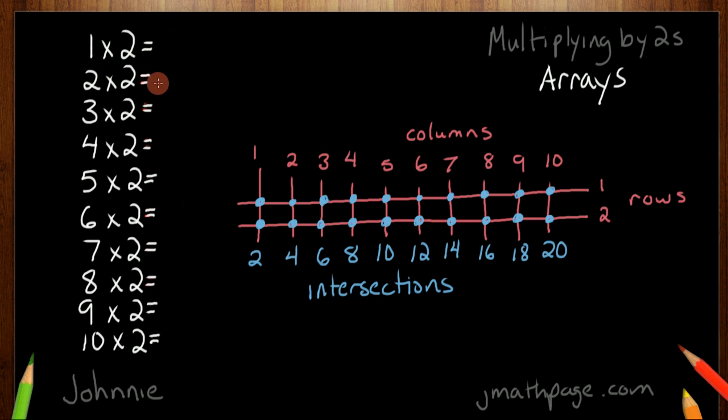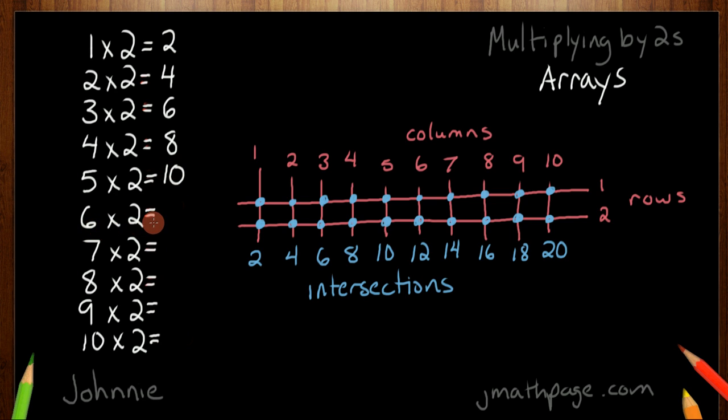1 times 2 equals 1 column, 2 rows makes 2. 2 times 2 equals 2 columns, 2 rows makes 4. 3 times 2 equals 3 columns, 2 rows makes 6. 4 times 2 equals 4 columns, 2 rows makes 8. 5 times 2 equals 5 columns, 2 rows makes 10.